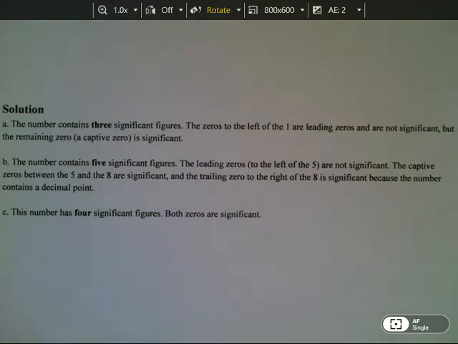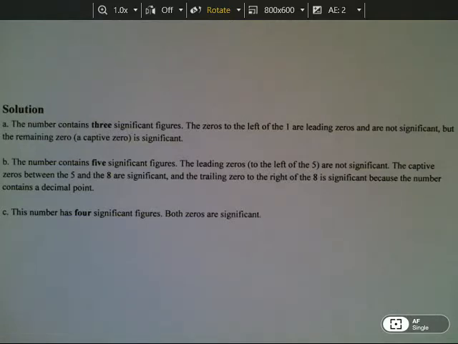For A, this number contains 3 significant figures. The zeros to the left of the 1 are leading zeros and are never significant, but the remaining 0, which is a sandwiched 0 or a captive 0, is significant. So the 1, the 0, and the 5 are all significant, leaving us with 3 significant figures. For B, the number contains 5 significant figures.